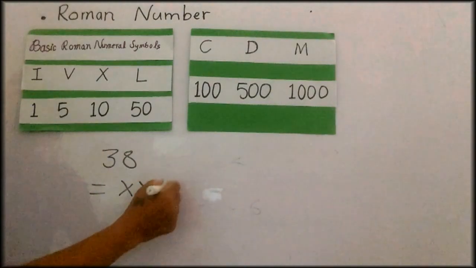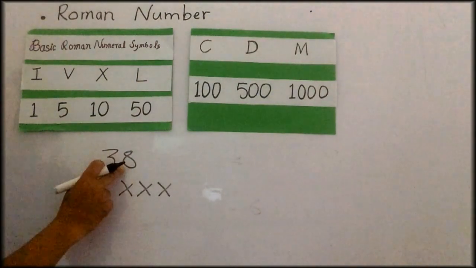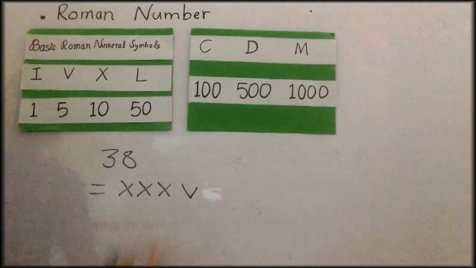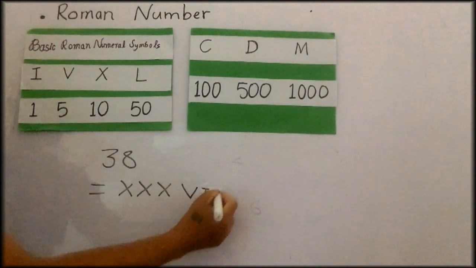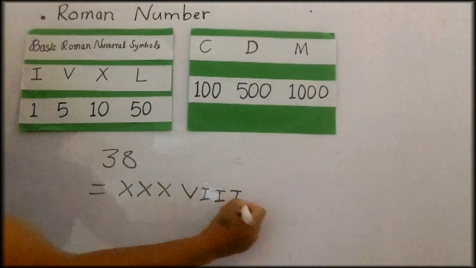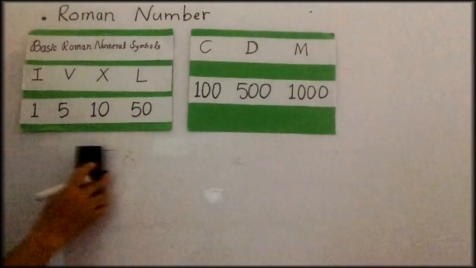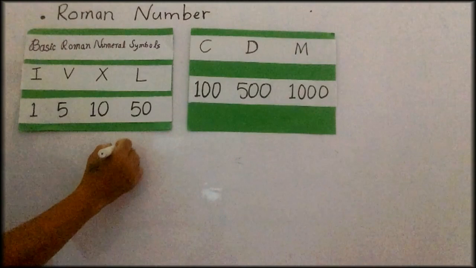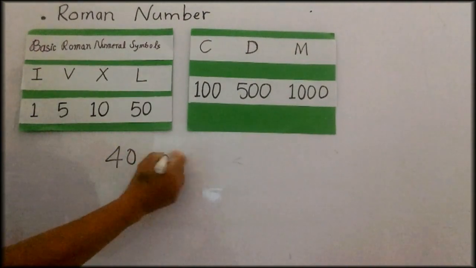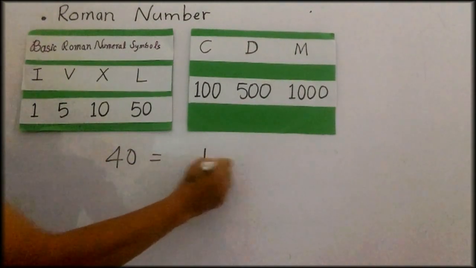Look at this 2-digit number, 38. How can you write 38? So 30 you can write here: 10 plus 10 plus 10 is 30. So how can you write this 8? V first. 5 plus 1 is 6, 7, 8, which represents 38.